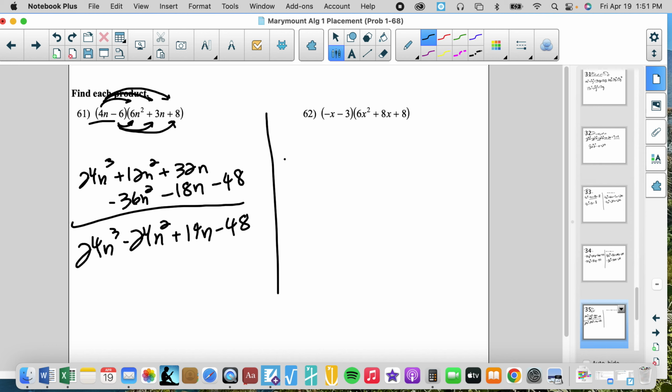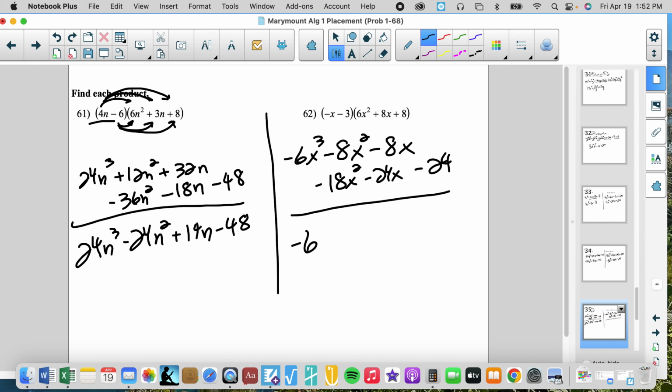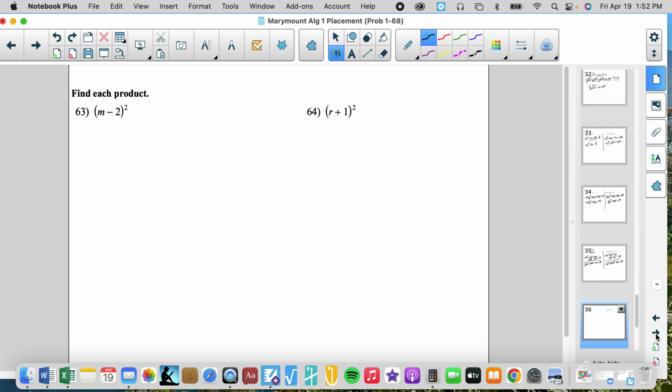Let's go. Minus 6x to the third minus 8x squared minus 8x minus 18x squared minus 24x minus 24. Negative 6x cubed minus 8 and 18, 26x squared minus 32x minus 24. That's 62, where are you, 62? Yes. All right, we're getting there.